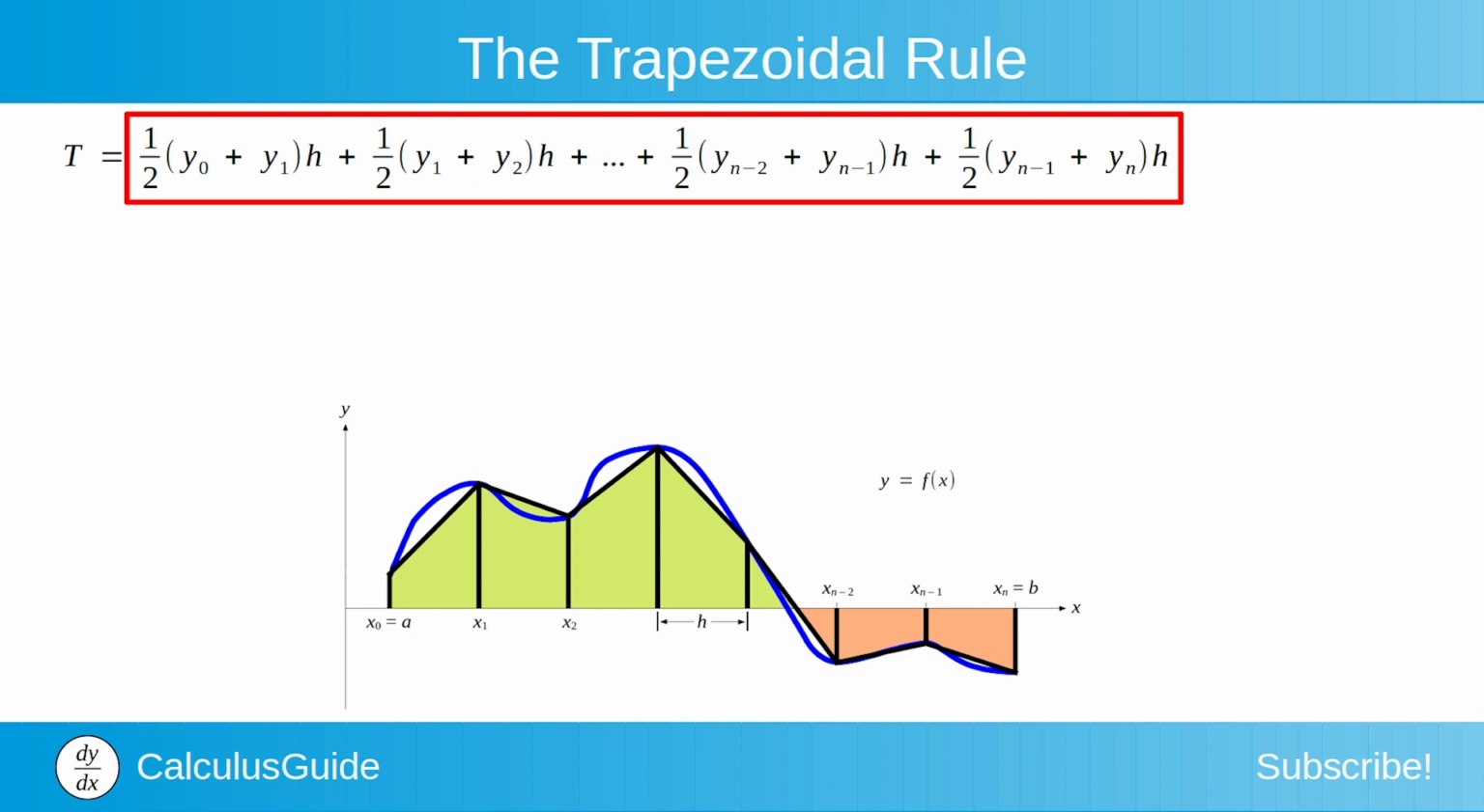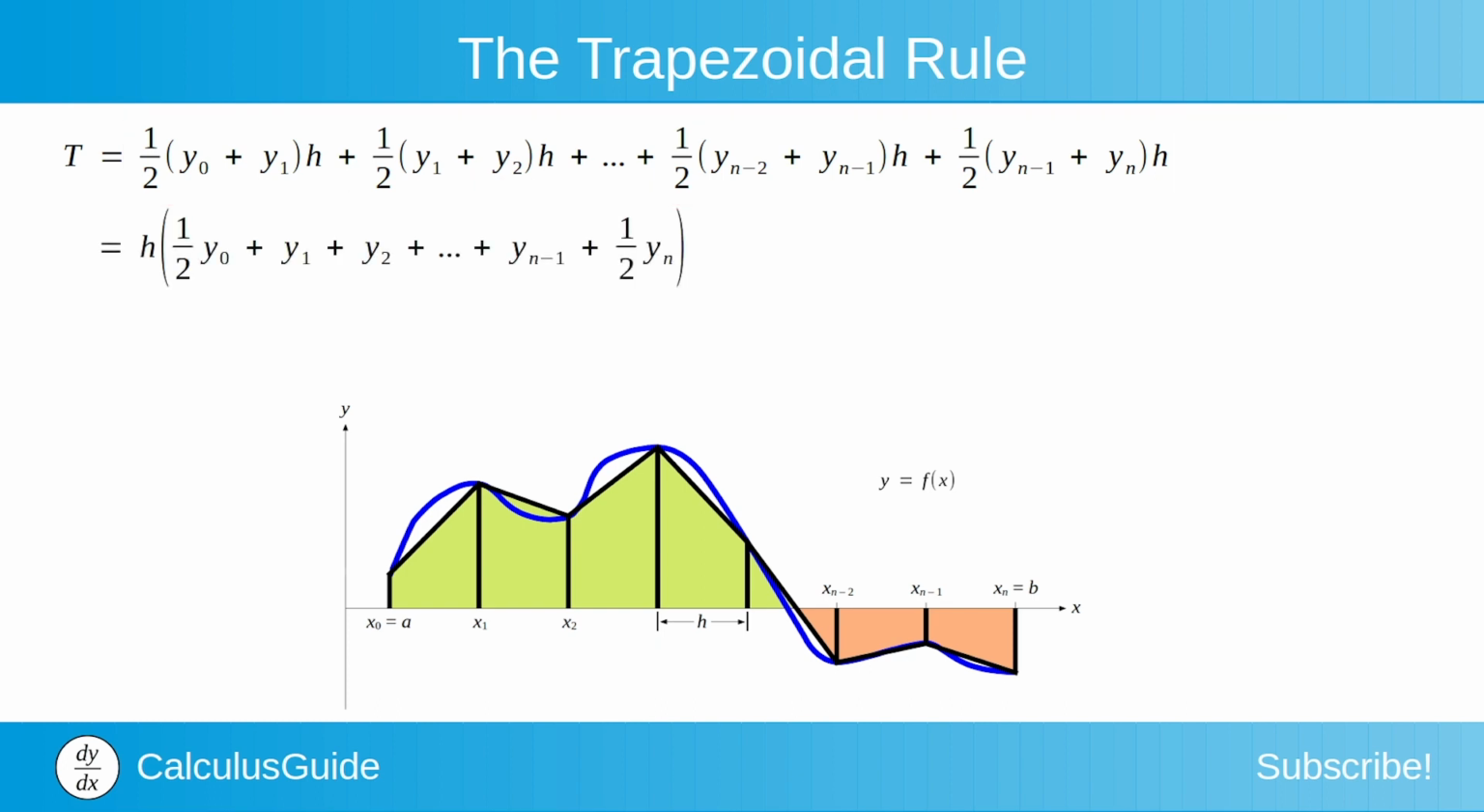This expression, now highlighted, is equal to h multiplied by left bracket a half multiplied by y0 plus y1 plus y2, adding terms up to yn-1, and then adding a half multiplied by yn, right bracket. This is equal to h over 2 multiplied by left bracket y0 plus 2y1 plus 2y2, adding terms up to 2yn-1, and then adding yn, right bracket.